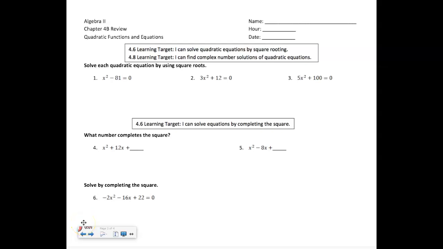All right. Today we have our first day of our Chapter 4B practice test. In this first section, we are going to solve by square rooting. We're going to solve by square rooting. When we do this, ladies and gentlemen, we have to make sure we're at x squared equals a number. Okay, so that's our goal on all of these.